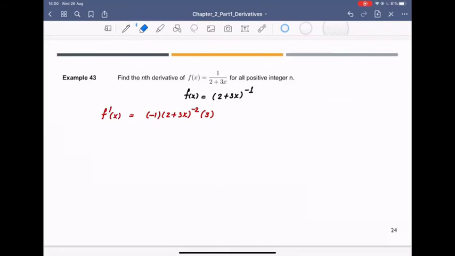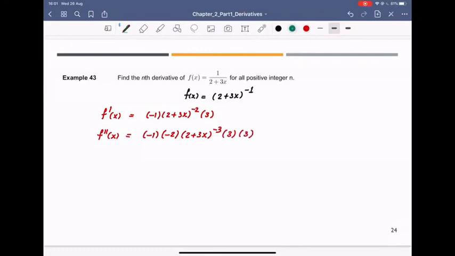I just use the chain rule, and then I differentiate 2 plus 3x, and I get 3. You can see now that negative 1 is constant, and the number 3 is constant. So the thing that you have to differentiate is this. We are going to do f double prime. I keep negative 1 here, don't touch it. And then I differentiate (2 plus 3x) raised to the negative 2. I have negative 2, (2 plus 3x) to the negative 3, because I need to use the chain rule, and then I have 3 attached one more time.